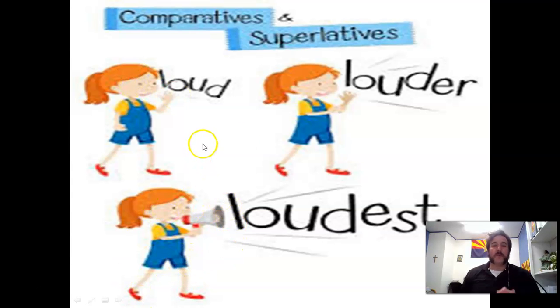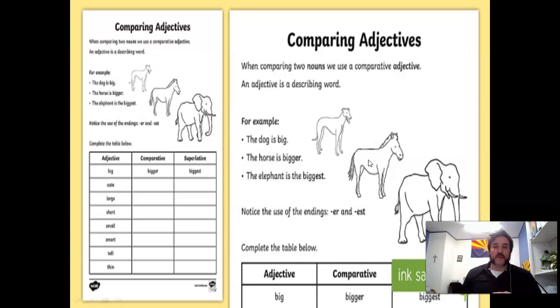That's all great, but what you have to be very, very careful of is when to use the ER and when to use the EST. And there is a trick. There is kind of a rule, so to speak. You use the ER ending when you are talking about two things and only two things. You use the EST when you are comparing more than two things, or three or more.